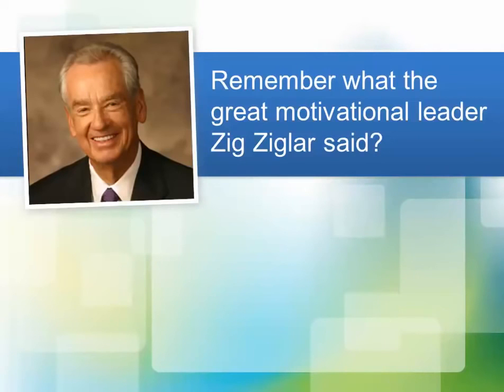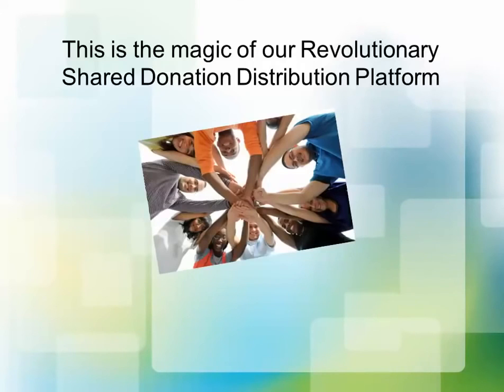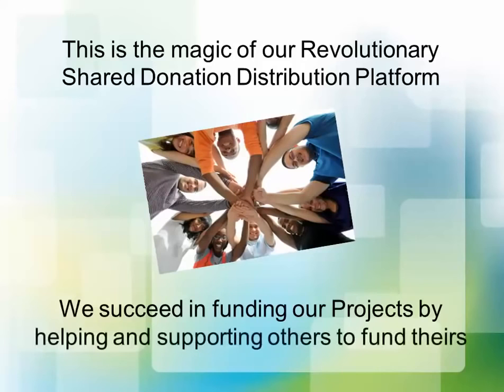Remember what the great motivational leader Zig Ziglar said? He said, if you help enough other people get what they want, you will get what you want. And this is the magic of our revolutionary shared donation distribution formula. We succeed in funding our projects by helping and supporting others fund theirs. And this is really key, this whole sentence right here. On all other crowdfunding platforms, all the major ones out there, you're really competing with all the other projects, and you have to go get all the donations one by one for your project by yourself. On our platform, we're not so much looking for donations to our project as much as looking for other people who would like to get funded for projects they have. And by helping them get funded, because of our donation distribution formula, our project gets funded on its own accord.